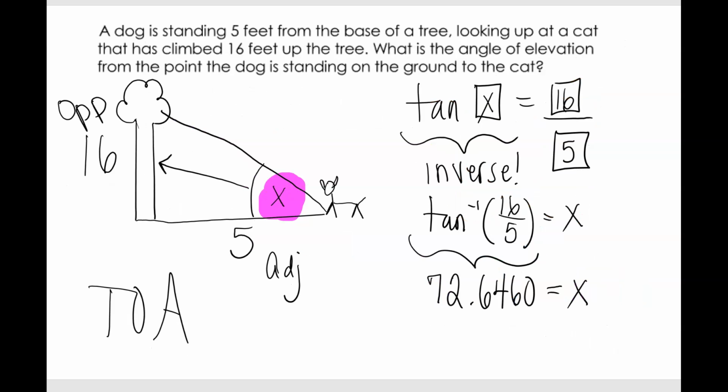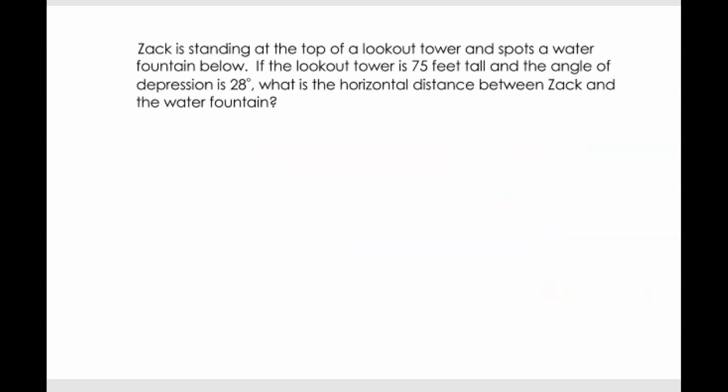All right, we have one more. Zach is standing at the top of a lookout tower. So the lookout tower is vertical, and he's standing at the top. So Zach is up here. He spots a water fountain below. So he's looking down, and the water fountain, it will be down here.